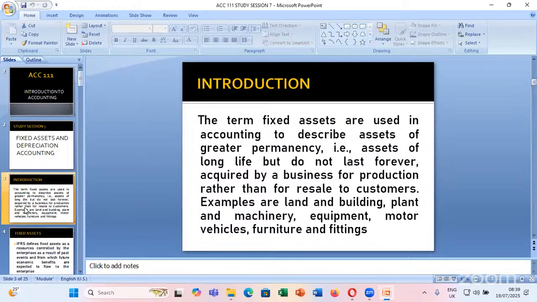Yes, sir. They are assets used for the purpose of the business. They are used to transcend one accounting year.